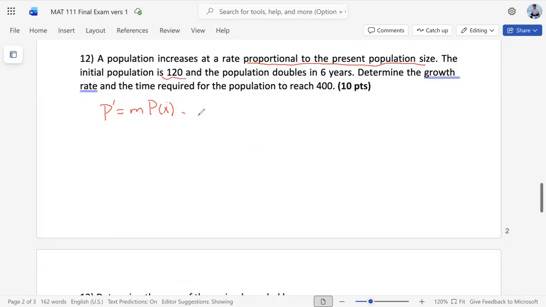Given the initial population is 120. Remember, if we have an exponential function, we have a times b raised to x. This a we call the initial value, which means when x equals 0. So the initial population is 120, and the population doubles in 6 years. So determine the growth rate, so we need to find P prime, and the time required for the population to reach 400. So this has 2 parts.